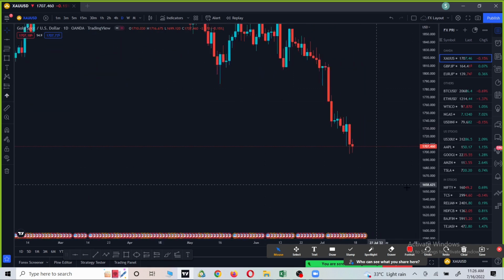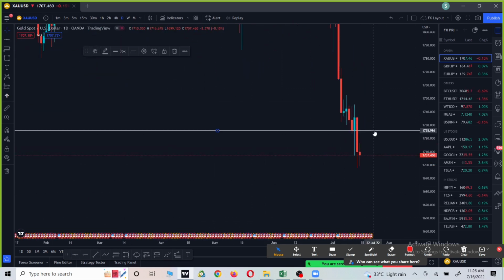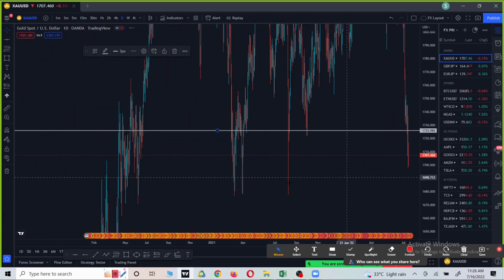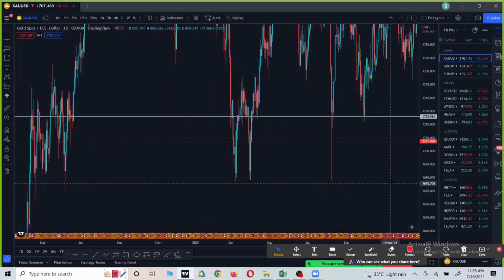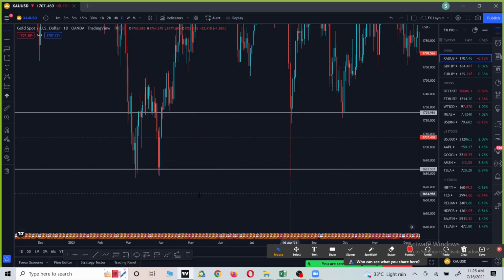So now let's see what's happening on the daily. Now on the daily, as we can see, there is a support right here. So now let's go to the left hand side and try to find out where the next support is going to be. Now if you see, the next support is right here.